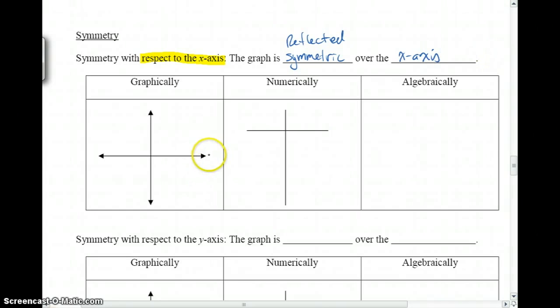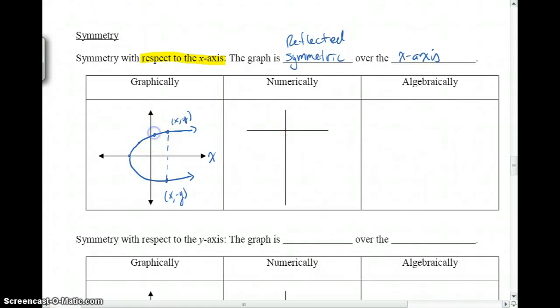Graphically, we know that this is our x-axis right here. So whatever we're going to draw above the x-axis, we will have the mirror image below the x-axis. For example, if I go up here, let's see how well I can draw this. The mirror image will come down below. Close enough. And you can see that every point here, let's call a point x, y, there will be a mirrored point which is x comma negative y.